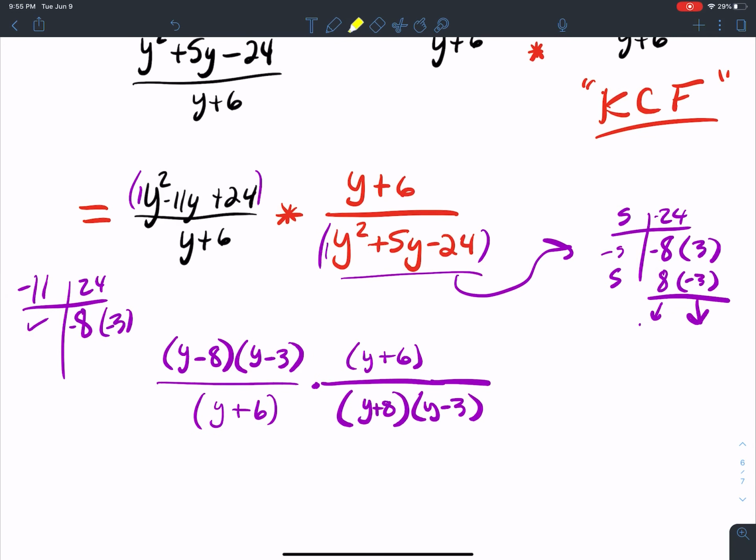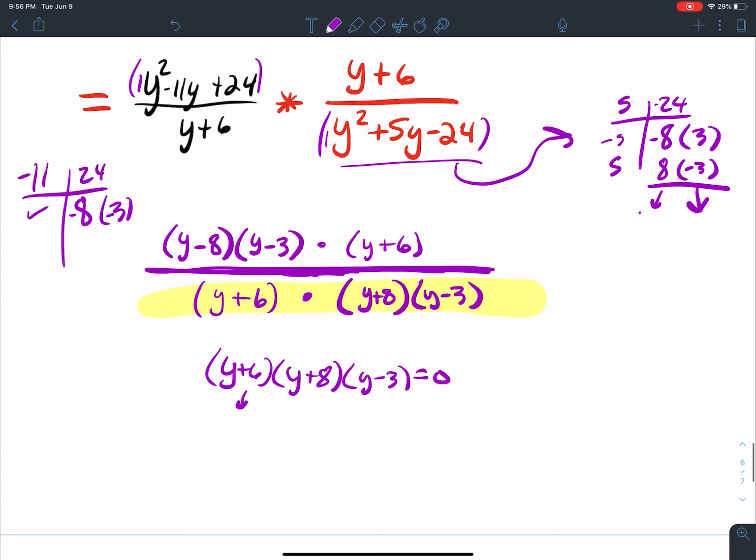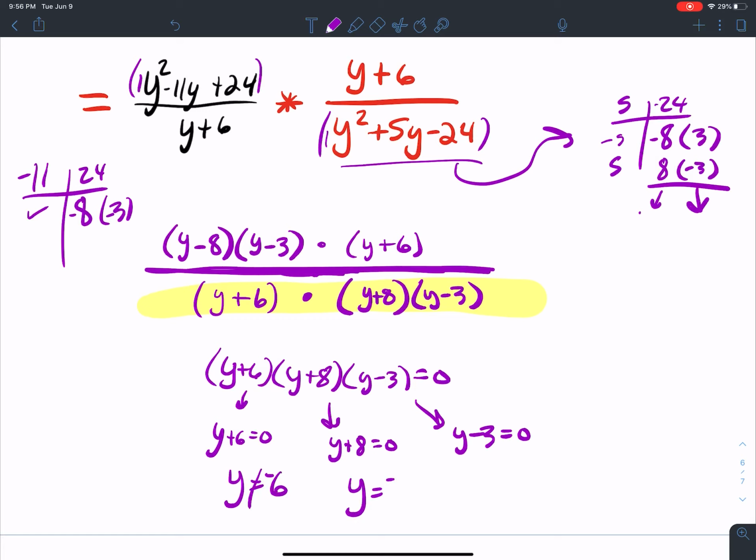Well, before we simplify, what do we have to do? We have to set the denominator equal to 0. So the denominator equal to 0, since we're multiplying, everything just gets put up top, right? And then everything else gets put down low. So if I set the denominator equal to 0, y plus 6 times y plus 8 times y minus 3 equal to 0. That tells me y plus 6 equals 0, y plus 8 equals 0, and y minus 3 equals 0. And so y can't be negative 6, y can't be negative 8, and y can't be 3.